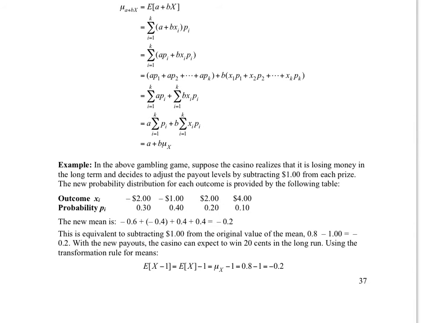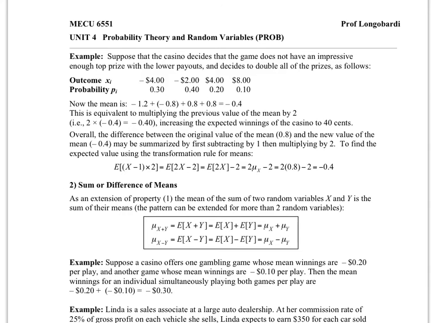Okay. On page 38, here's another application of the rule for a linear transformation. In this case, what we're going to do is not only subtract 1, but take that result and multiply by 2. All right? So this makes the mean even lower. So it's going to be negative 40 cents.